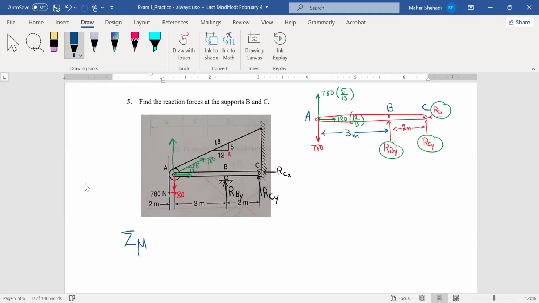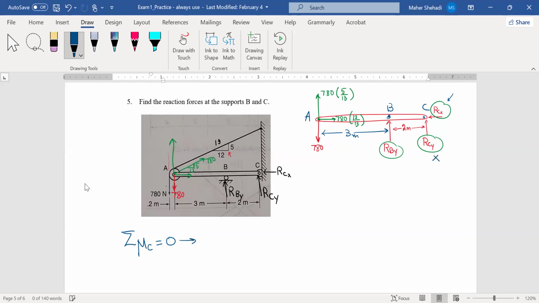That's number 1. 2, take it about the point that has the highest number of unknowns. Again, it's not going to make a big difference if you take it about point B or point C because RCX is going to pass through those points. The only way to find RCX is to consider the summation of forces, the balance in the X direction. So it's up to you which point you want to take. Usually I take it on the left side, but this time I'm going to take it about the right, about point C equals to 0.